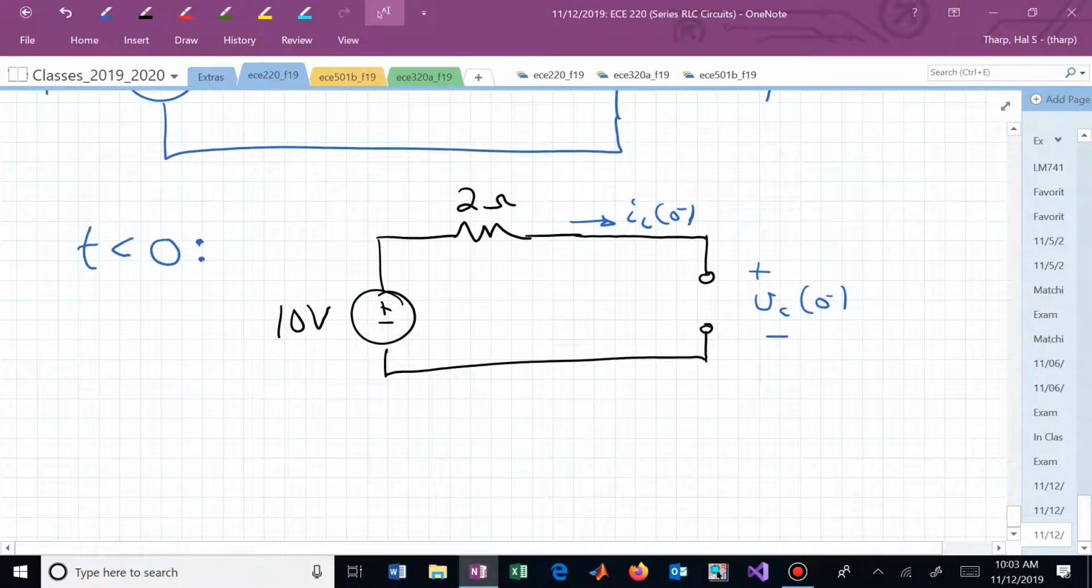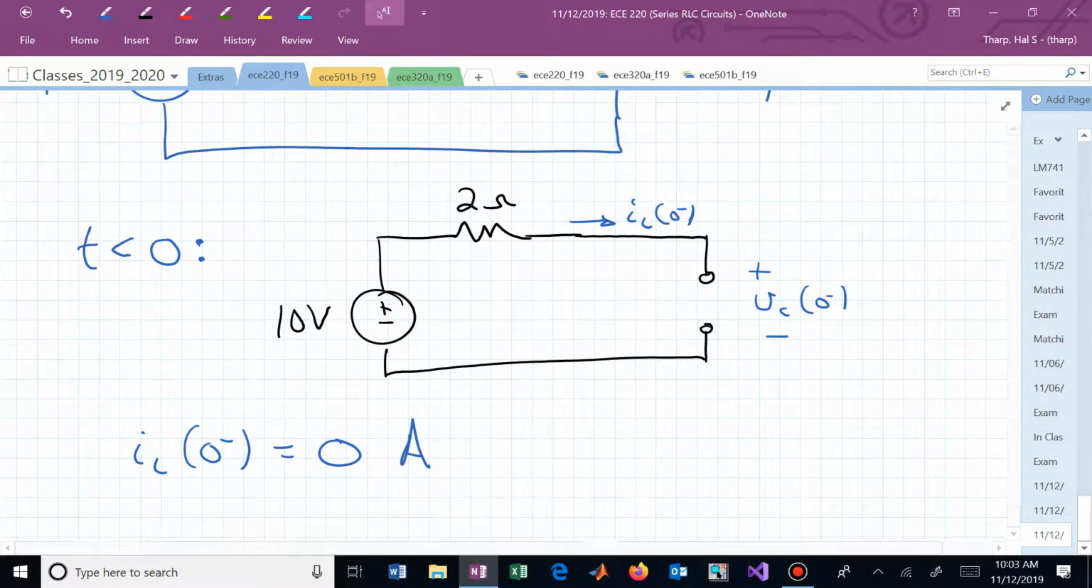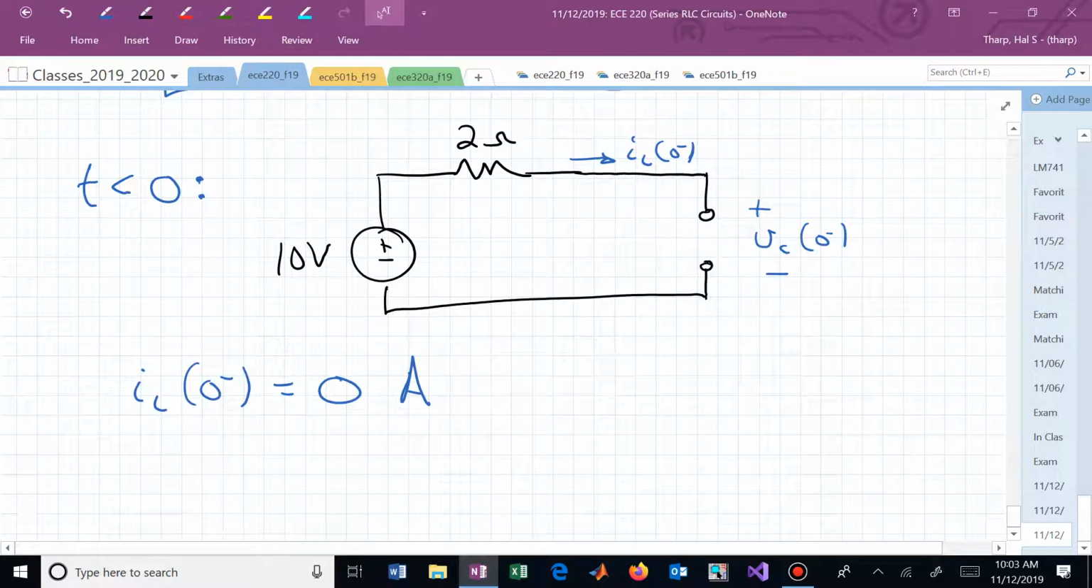No. How much current is flowing? 0. There's no current flowing. So I sub L, so the answer, if it was multiple choice and I said 5, that's kind of trying to lead you to quickly circle it and go on. So just be cautious. I sub L of 0 minus is 0 amps. There's no current flowing. What's V sub C of 0 minus? 0. There's nothing there.